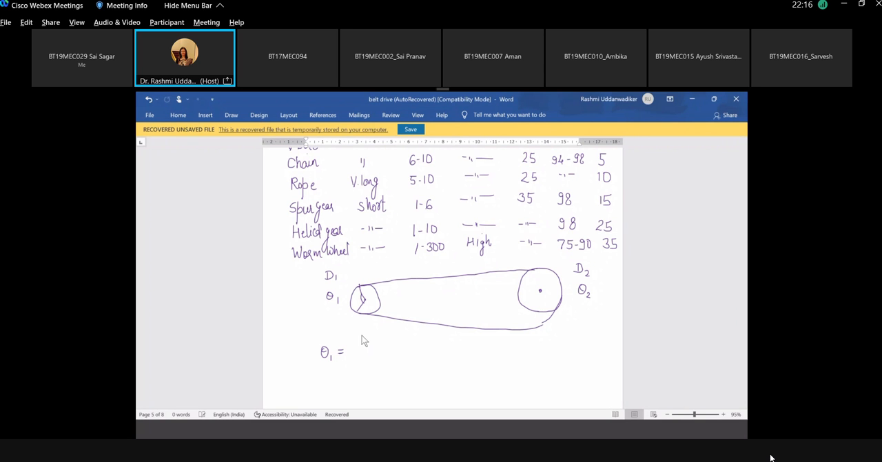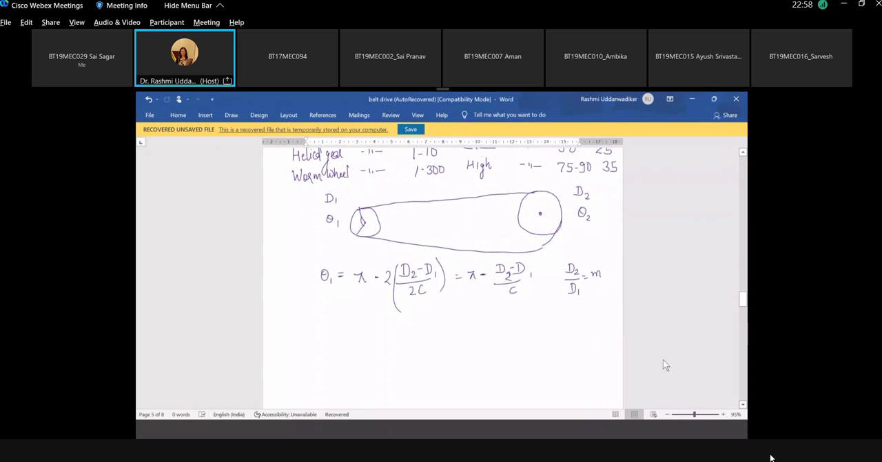So the angle of contact on the smaller pulley with diameter d1 and the larger pulley with diameter d2 is given by the expression pi minus 2 times the difference between the diameters upon center distance, which is pi minus 2(d2 minus d1)/c. Now if I write the ratio between the diameters, the larger diameter pulley upon the smaller diameter pulley, as m, I'm trying to establish a correlation between the ratio of diameters and the value of theta. And I'm writing this as pi minus 2(d2 minus d1)/d1 is m times d1 by c.